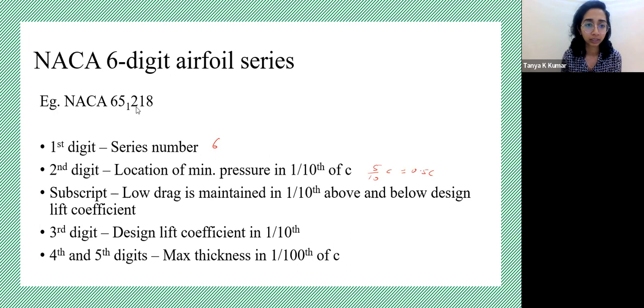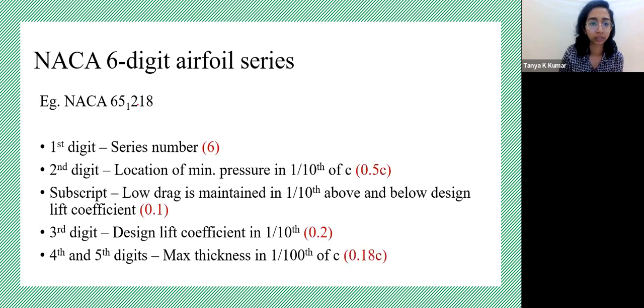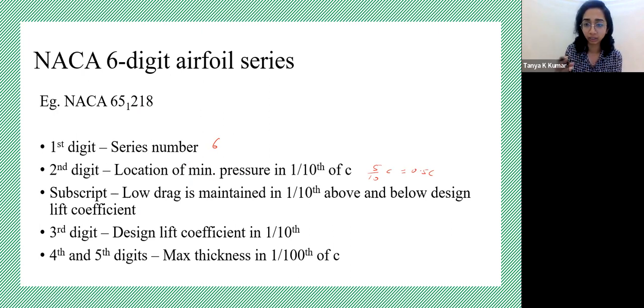So the subscript here represents the region or the range above and below the design lift coefficient where it is favorable. Favorable as in we have low drag. So the region above and below this design lift coefficient for which we have low drag is what is represented by this subscript. In this case, it will be 0.1, right? The range is 0.1 above and 0.1 below the design lift coefficient.